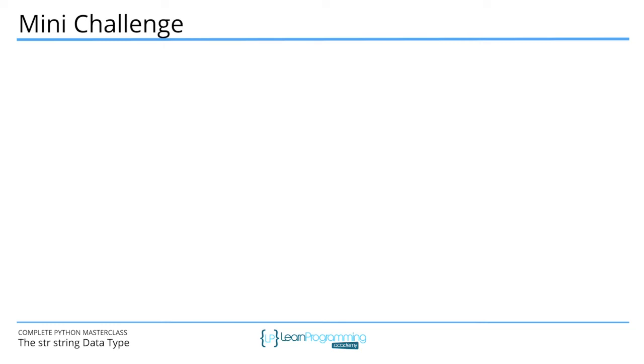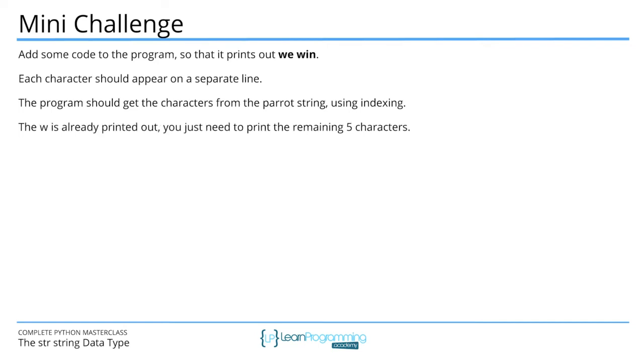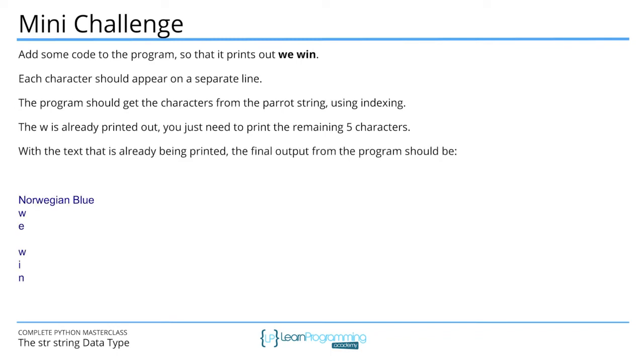So your challenge is as follows. Add some code to the program so that it prints out "we win." Each character should appear on a separate line. The program should get the characters from the parrot string using indexing. The W is already printed out. We just need to print out the remaining 5 characters. With the text that is already printed, the final output from the program should be as you can see on the screen there. So pause the video now and have a go at this and come back when you're ready to see my solution.